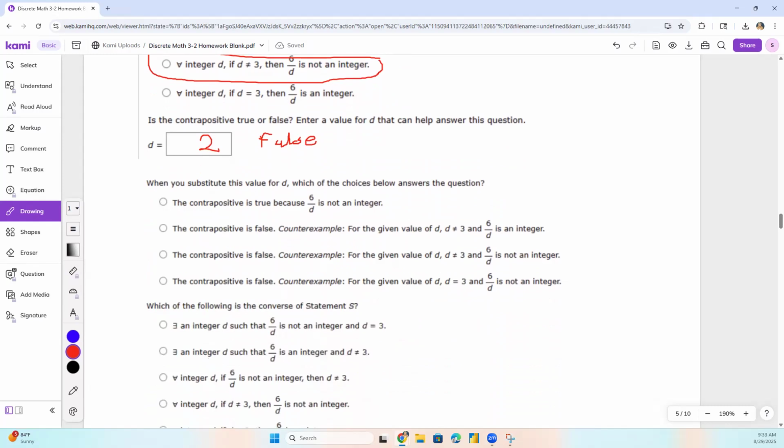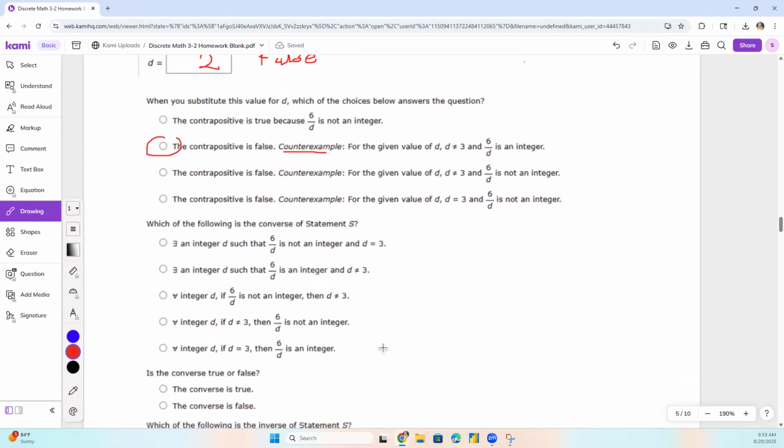But the question is now continuing, saying that when you substitute this value for d, which of the choices below answers the question? So we're going to say the contrapositive is false, because 2 is a counterexample for the given value of d: d is not equal to 3 and 6 over d is still an integer. So the contrapositive in this case is false, because we have a counterexample given in this problem.